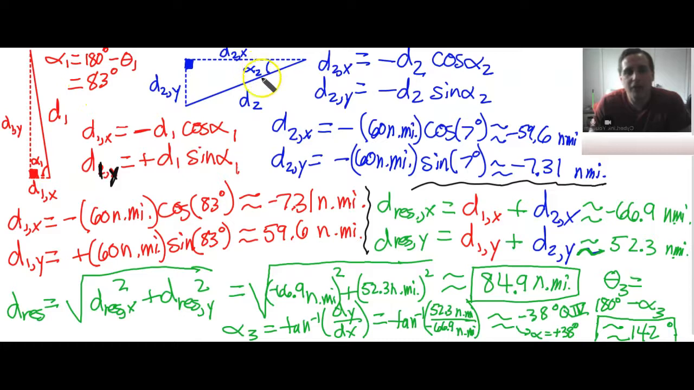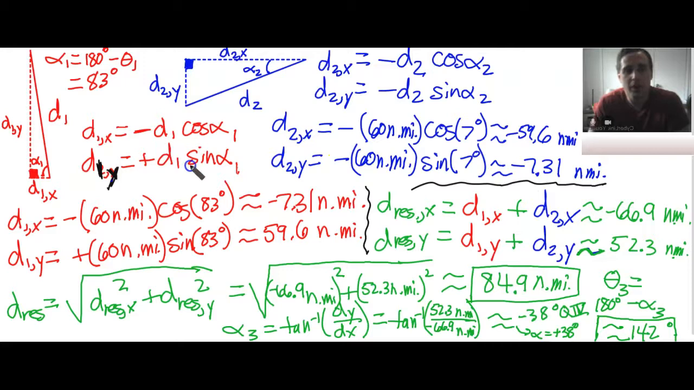Likewise, alpha 2 turns out to be 7 degrees because 187 degrees in comparison to west, that's the negative x direction, is 7 degrees larger than that. Notice the x components are both negative because each time we're going to the left, to the west, and notice the y component is positive for displacement 1, but it's negative for displacement 2.